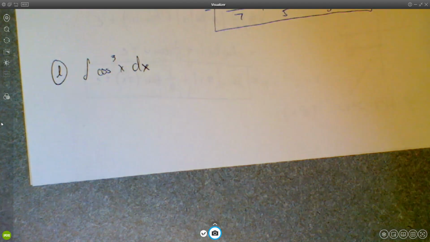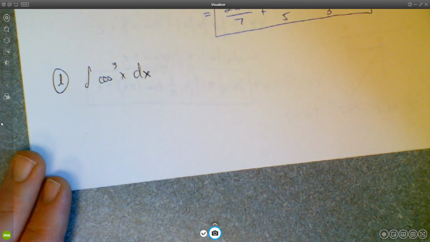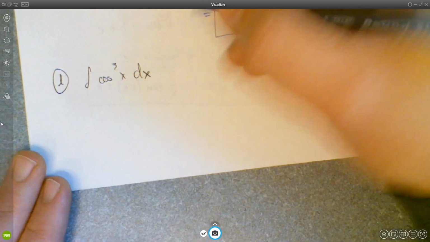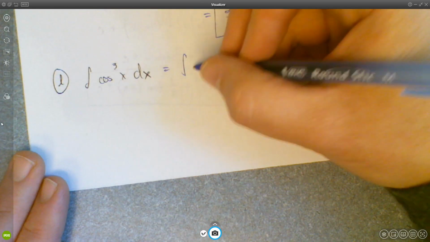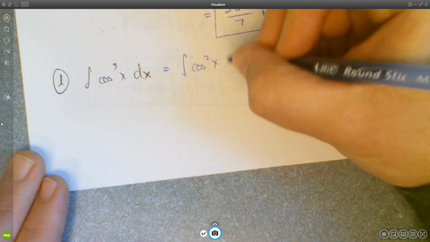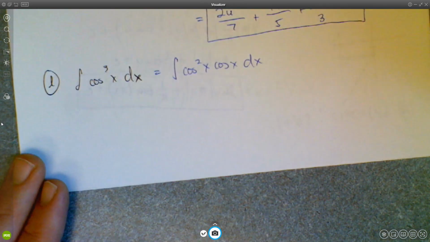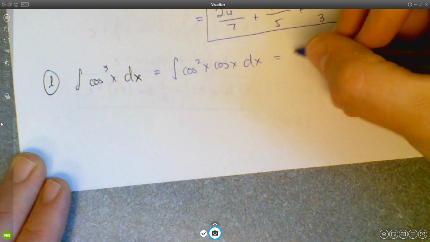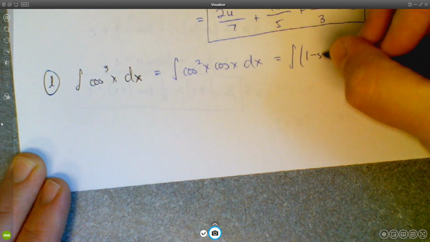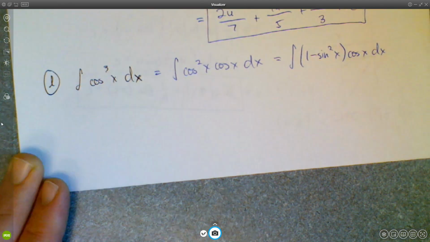So the good news is that with these trig functions, man, there's so many identities that you can use that are useful. And here's the trick here, right? So what I'm going to do is I'm going to call this cosine squared x times cosine x dx, okay? And then I'm going to use a Pythagorean identity for cosine squared. I'm going to call this 1 minus sine squared x times cosine x dx.